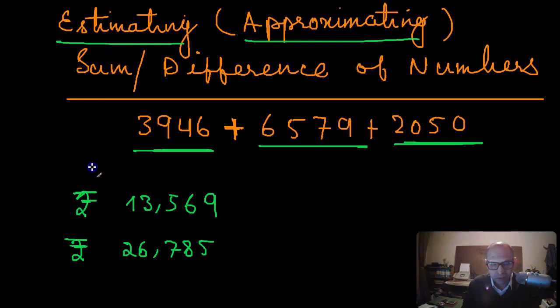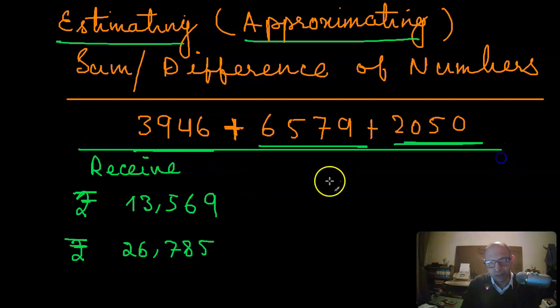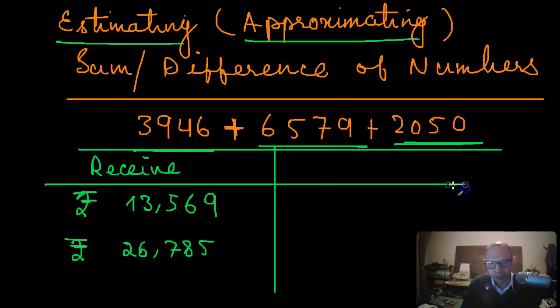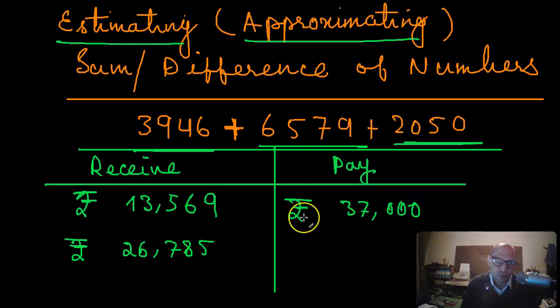These are the amounts that he is to receive. And then he is to pay a sum of money to somebody else, which is 37,000. Assuming that the trader is in the market, he just wants to do a rough calculation to know whether the two amounts of money he is to receive are going to be enough to pay the debt.